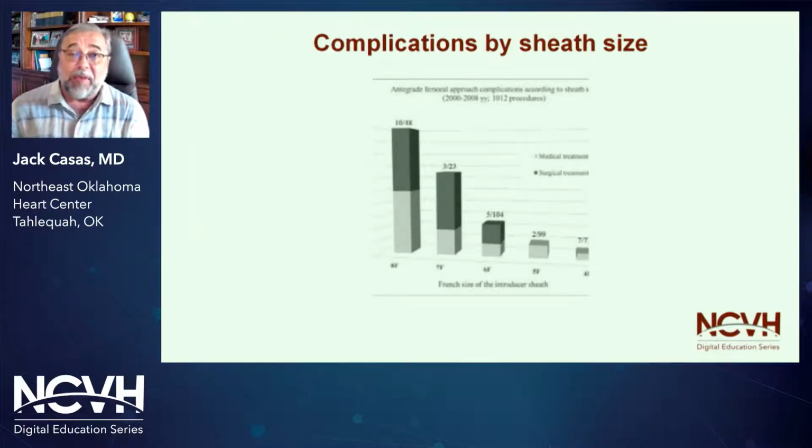Complications are slightly increased with antegrade access, and this is related to sheath size. 6 French sheaths are tolerated very well, but you can see by this slide, the incidence of complication rises dramatically when you get to a 7 and 8 French sheath.